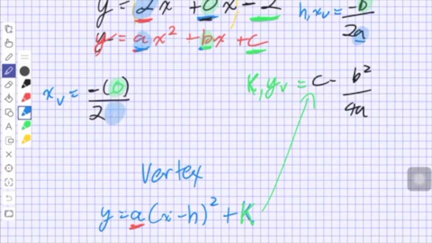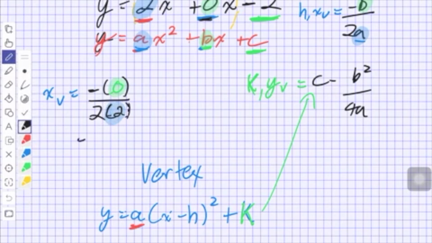Whatever I write in here is going to be the a. Well, it happens to be the number 2 also, so it's 2 times 2. Okay, so let's equate this. Negative 0 is 0, and 2 times 2 is 4. And 0 divided by 4 is just 0. So it turns out the x value of our vertex, or the h, is the number 0. So it's going to be equal to 0 in this case, okay?